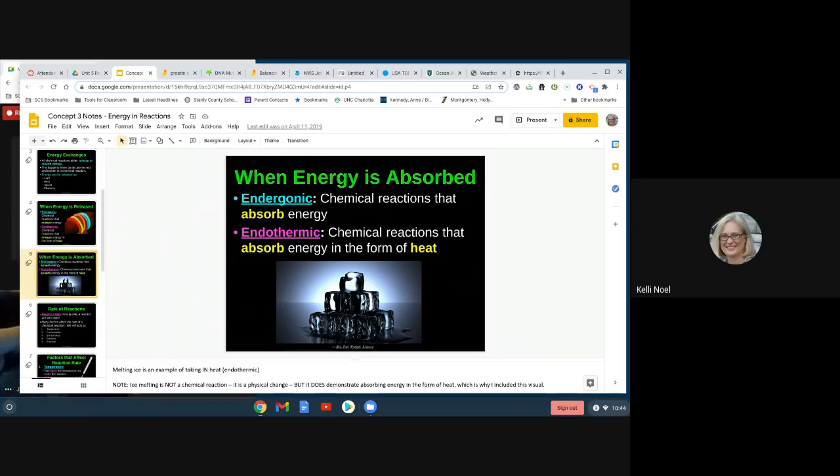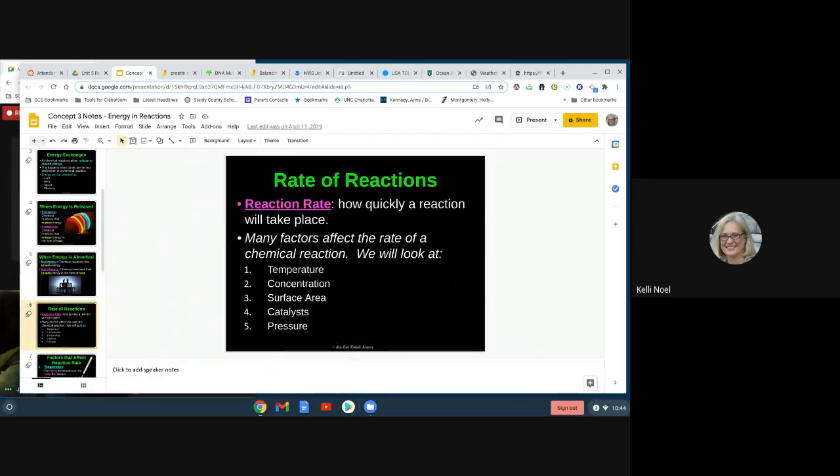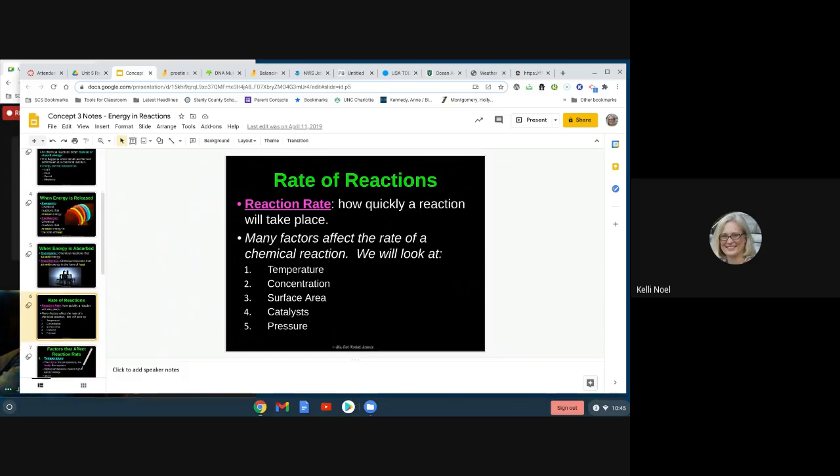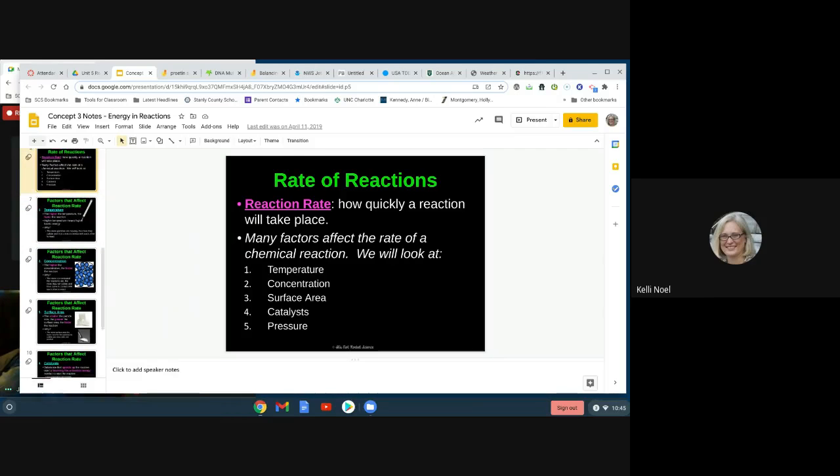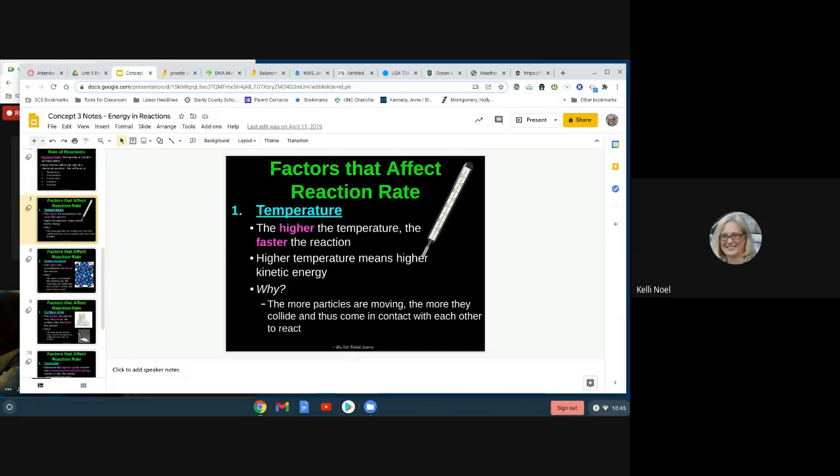Reaction rate. So with chemical reactions, we can speed them up or slow them down by changing the temperature, concentration, surface area, add a catalyst, or change the pressure. So 5 ways to change reaction rates. So we're going to look at temperature first. So, higher the temperature, the faster the reaction.